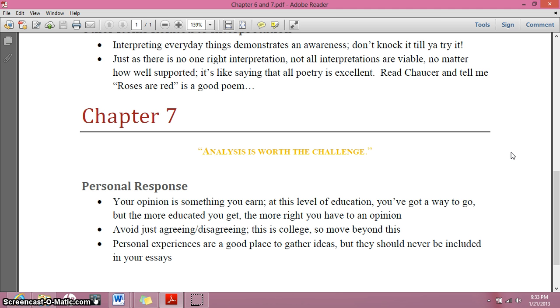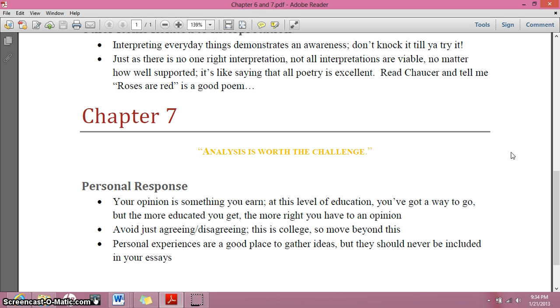Avoid agreeing and disagreeing. This is something I'm trying to push in the discussion boards. I am seeing it a lot, but try to move beyond that. Don't just agree and disagree. Really try to add to the discussion. Move beyond just, oh, you said this so well, I totally agree. Add, okay? Go step up.